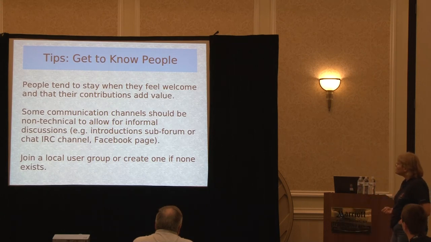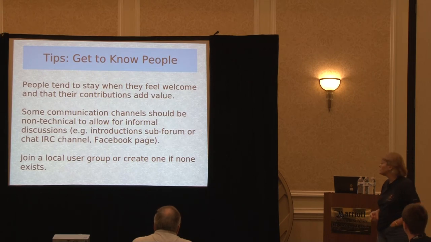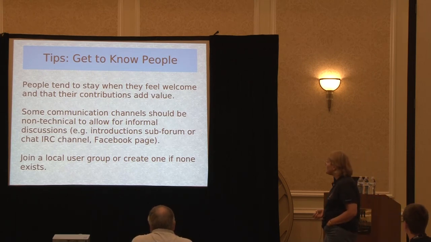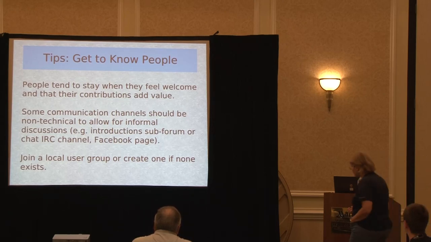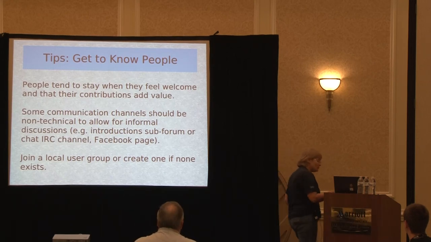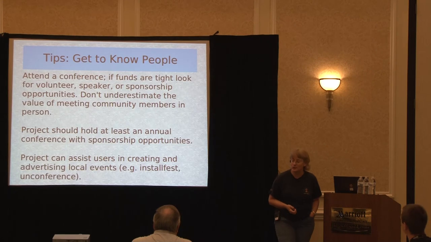And one of the things that a project can do, when they're reviewing their communication channels, is see: do you actually have informal areas where people can just shoot the breeze and get to know each other? Because that allows for some human contact. And that may be a chat IRC channel, maybe they set up a Facebook page, but there's some area where people can introduce themselves. The other thing is, if you're starting to contribute to a project, it's great to see if there's some sort of local user group where you can actually go and meet real live people and talk to them. That way you don't feel like you're the only person in the world who's ever heard of whatever it is that you're contributing to.